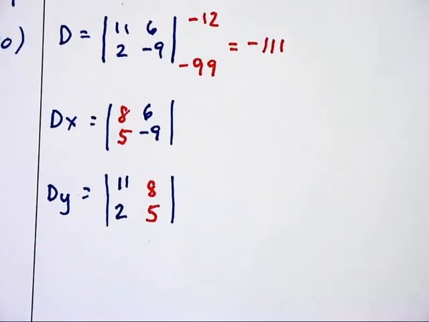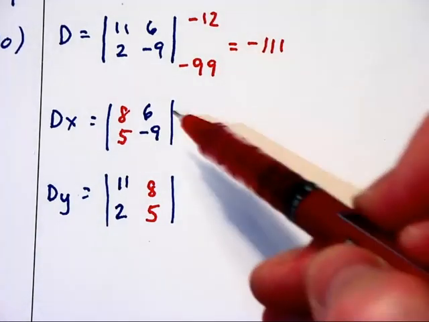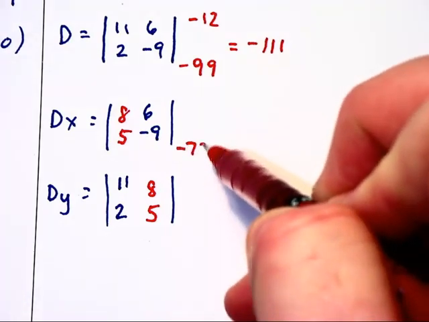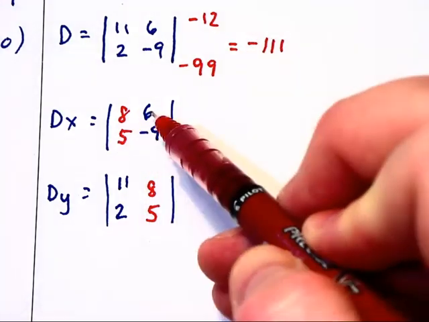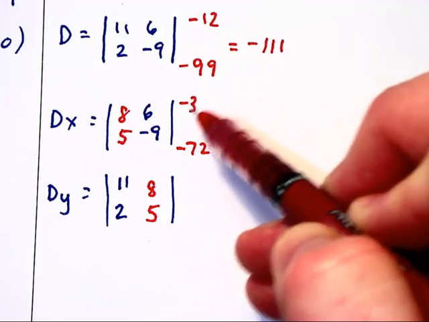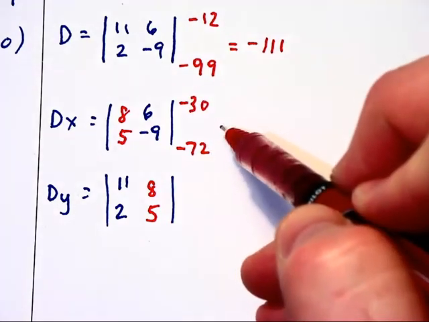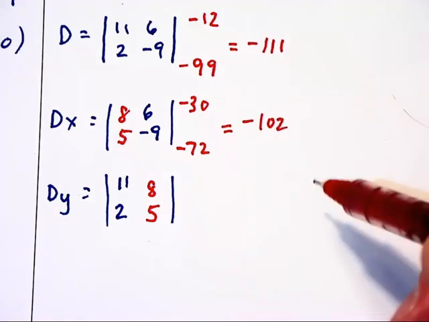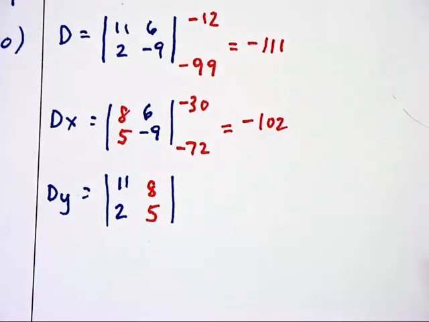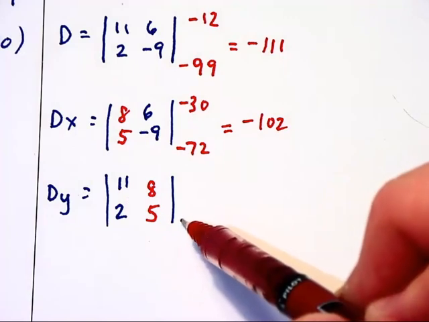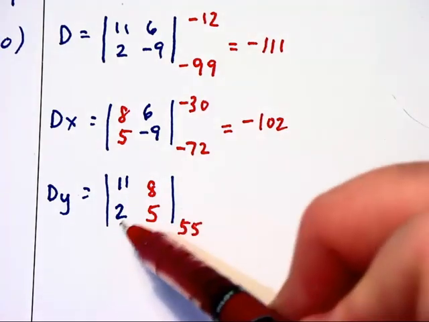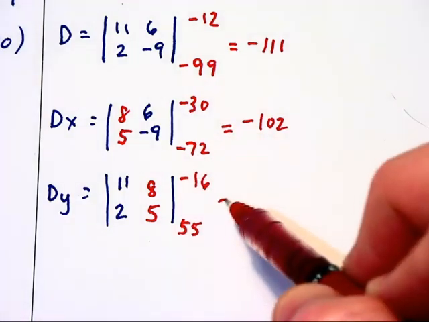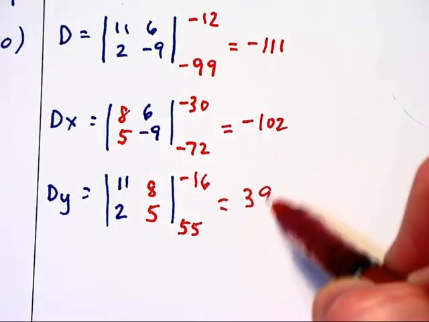So we will now evaluate each of these determinants. For dx, 8 times negative 9 is negative 72. And multiplying upward, 5 times 6 is 30, but we change it to a negative 30. Add these two together, we get negative 102. Let's look at dy. First diagonal, 11 times 5 is 55. Next diagonal would be 16, but we change it to a negative 16. Add together and get 39.